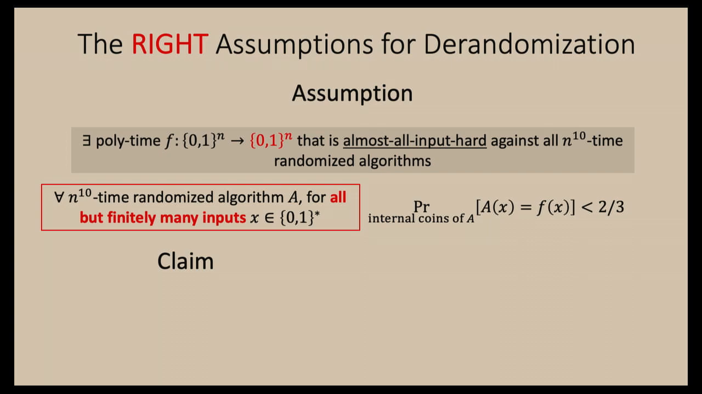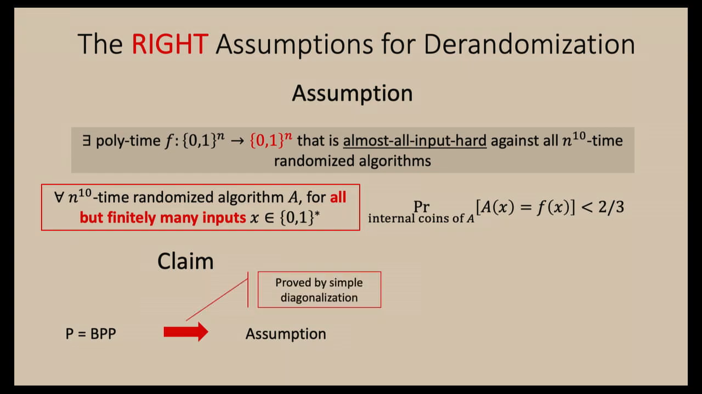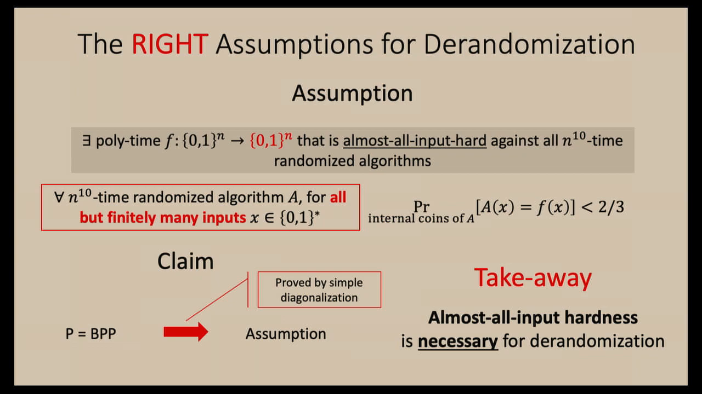But why we study this is because you can see very easily that if P equals BPP, then this assumption is true. The proof is very simple, just a simple diagonalization. You're welcome to work it out as a quick exercise. Having multiple outputs is very important, because otherwise you could make an all-one algorithm and an all-zero algorithm, and at least one of them would solve half of the inputs. But if you have multiple outputs, then you can actually show that if P equals BPP, this assumption is true. So this means that almost-all-input hardness might be the right thing to look at for derandomization.